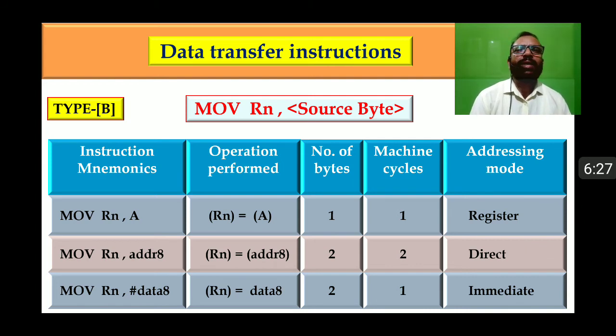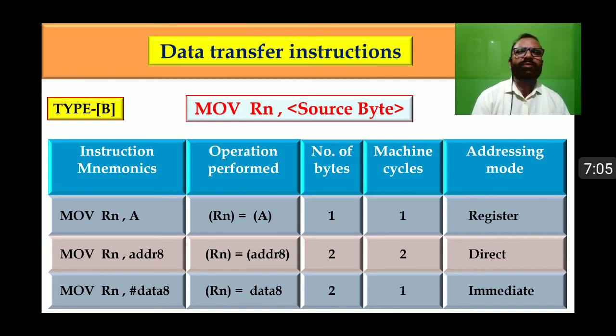MOV Rn, A means move the content of the accumulator to the Rn register, where Rn stands for R0 to R7, meaning any one of these 8 registers: R0, R1, R2, R3, up to R7. This instruction requires 1 byte for storing it in memory, and the machine cycles required is 1. Of course, the addressing is register because A is the register acting as the source in this instruction.